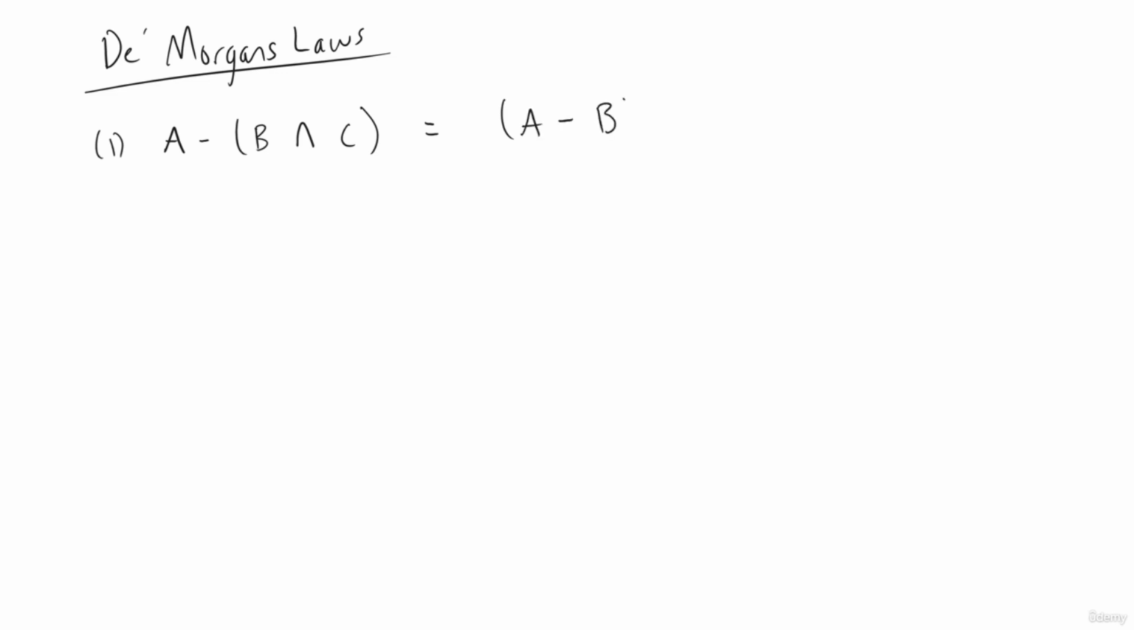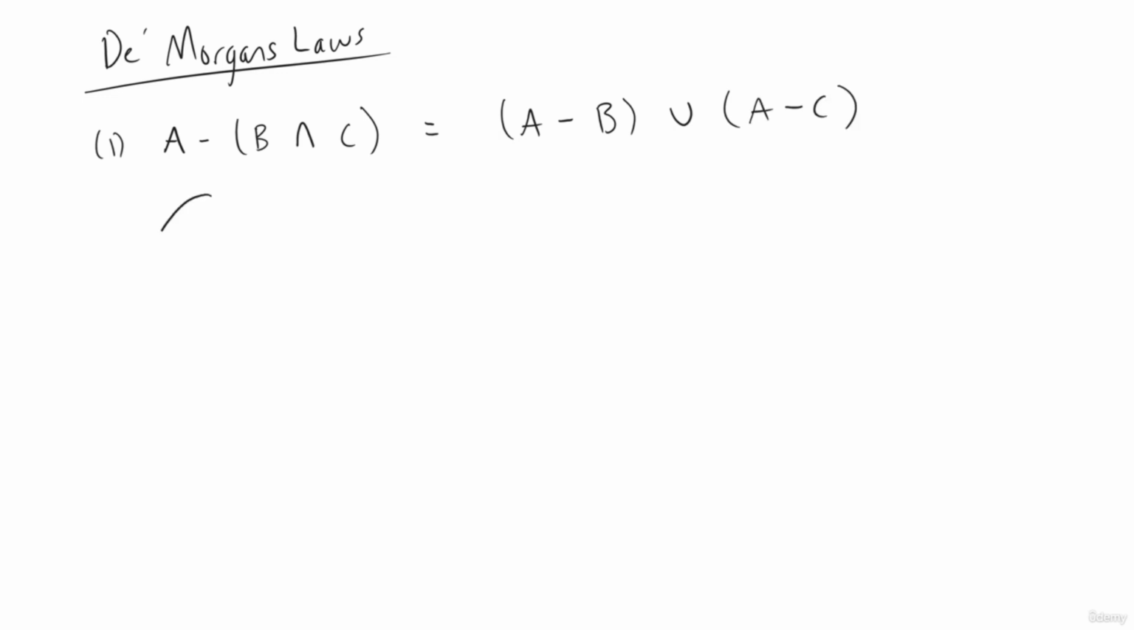So De Morgan's laws, there's two right here. But the first one we're going to talk about is this right here. If I have three sets, A, B, and C, A minus, or the difference between A and the intersection of B and C, it must be the same as A minus B union with A minus C. And this is the first one.